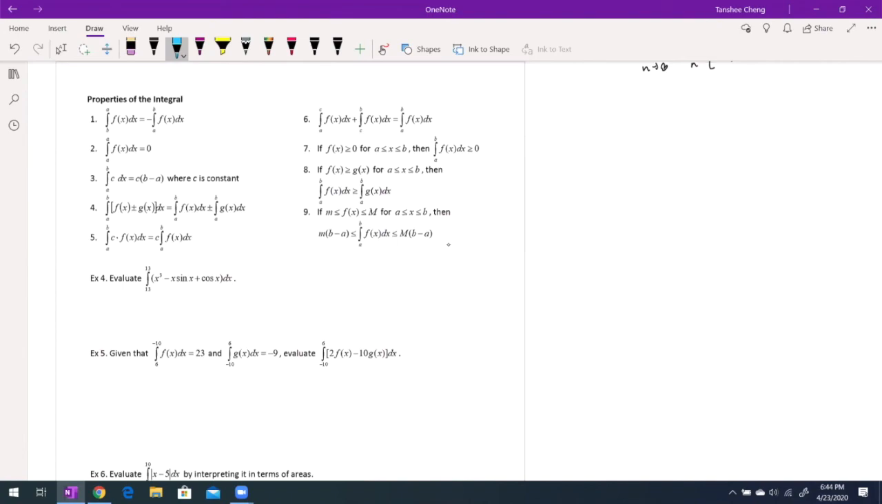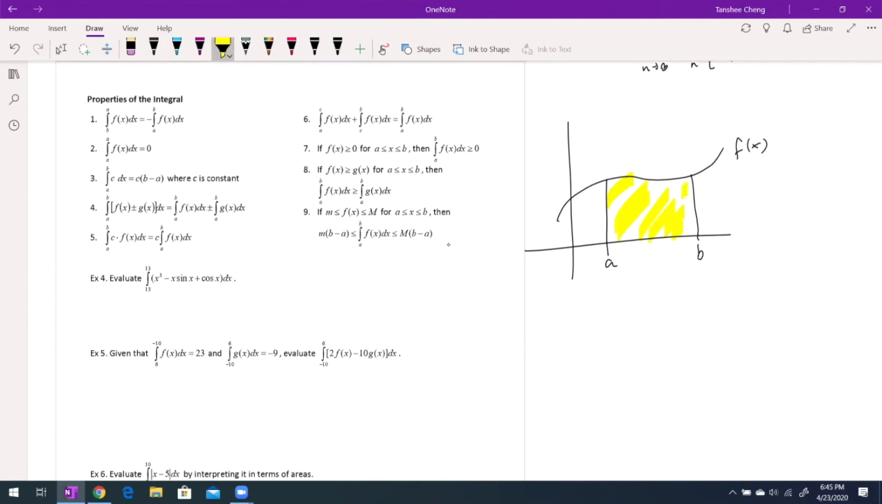Lastly, if the function is bounded between two values, then the integral from a to b of that function is also bounded between these two areas. I can show you easily here. Let's say here's my function f, and here's the area from a to b. The area under the curve will be all of this. Now, here's a value m that is always smaller than the function value within this interval.